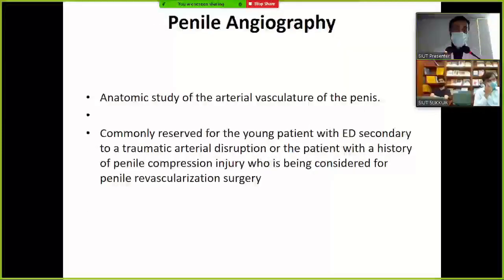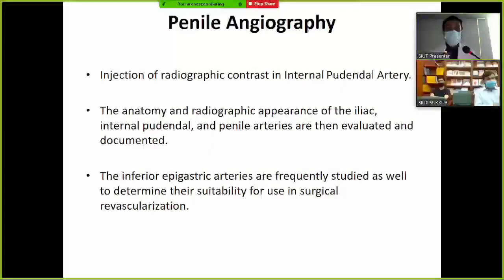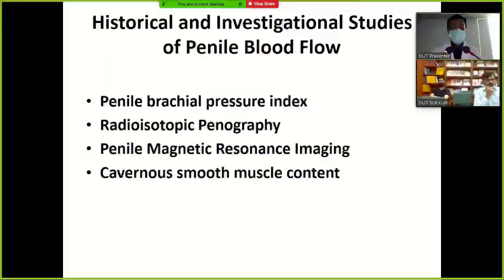Then penile angiography. It describes the anatomic detail study of the arterial vasculature of the penis. It is commonly reserved for young patients with ED secondary to traumatic arterial disruption or patients with history of penile compression injury who are being considered for revascularization surgery. In penile angiography, we inject the radiographic contrast in the internal pudendal artery. The anatomy and radiographic appearance of iliac, internal pudendal, and penile arteries are evaluated and documented. Inferior epigastric arteries are frequently studied as well to determine their suitability for use in surgical revascularization.